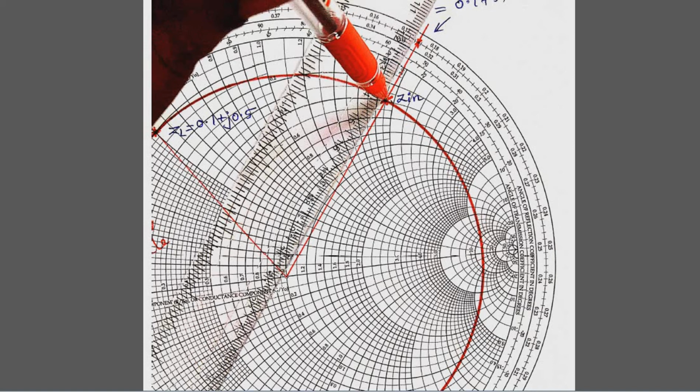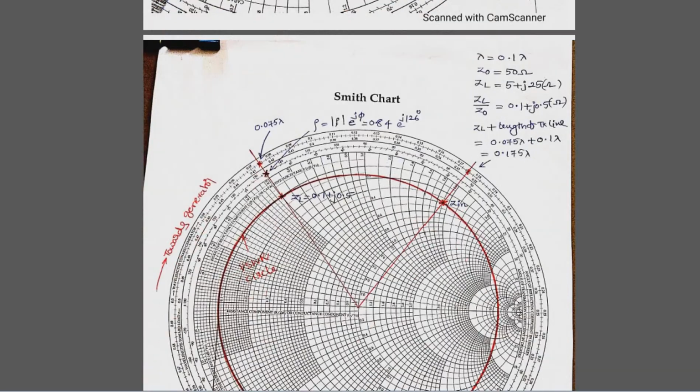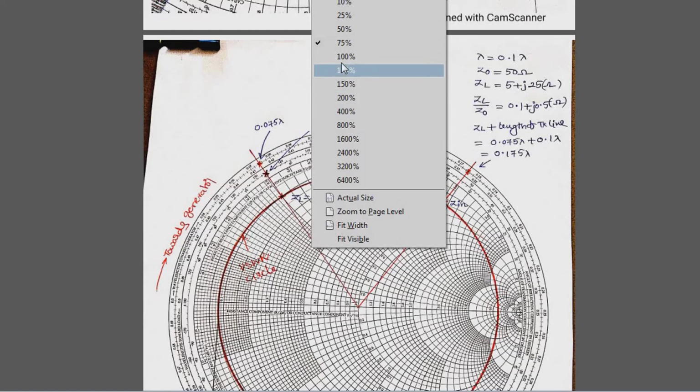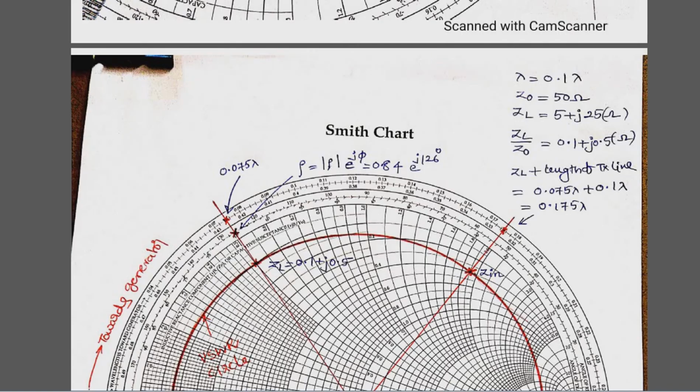What is the Z in value? See this Z in. What does this arc indicate? This arc is relevant to the real axis, 0.4, not clear here, and this point is going to cut the reactance component, which will be equal to 1.9. I will show that in the next graph. I think I showed it. See, I will increase the size. See this.